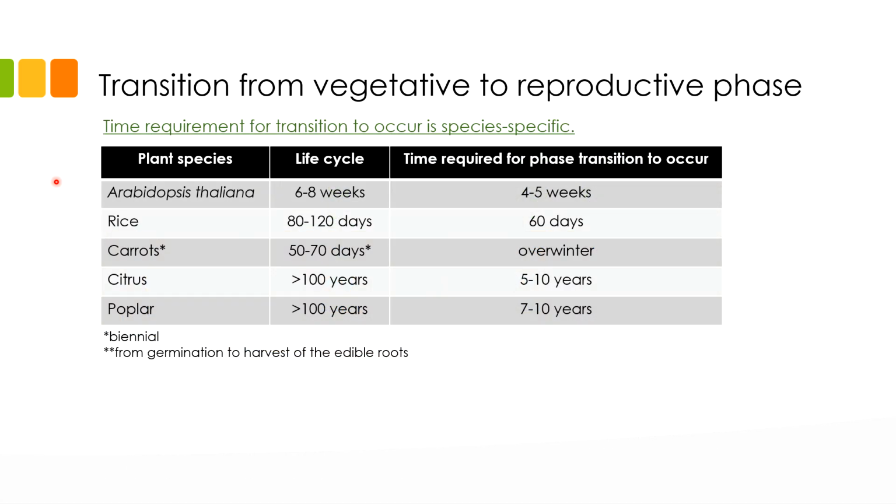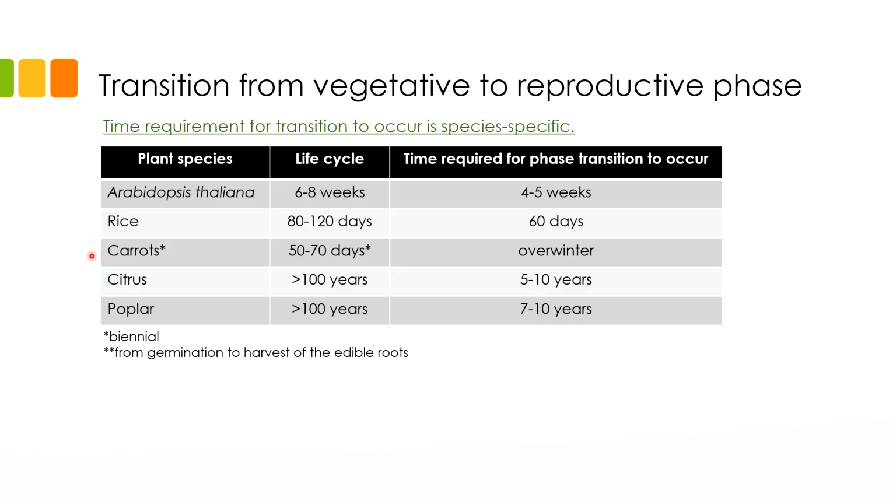The amount of time required for plants to make the transition from the adult vegetative to the reproductive phase is species specific and depends on the life cycle of plants. Arabidopsis, for example, has a short life cycle of 6 to 8 weeks. From planting, Arabidopsis will grow vegetatively for 4 to 5 weeks before it transitions into the reproductive phase. Rice takes approximately 80 to 120 days to complete its life cycle. The transition from the adult vegetative to reproductive stage occurs in about 60 days.